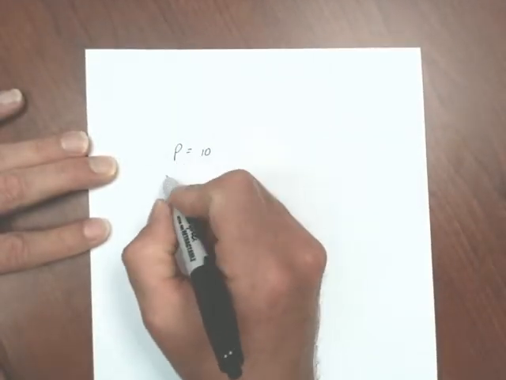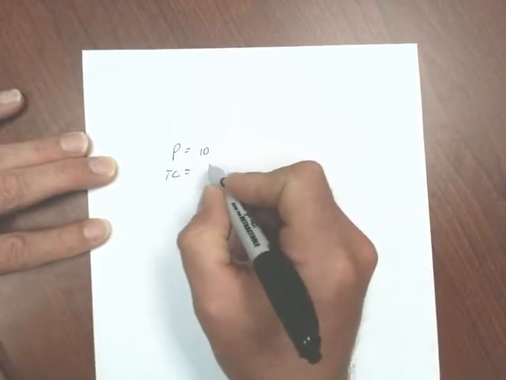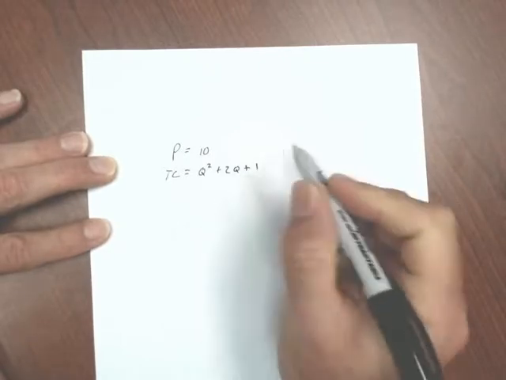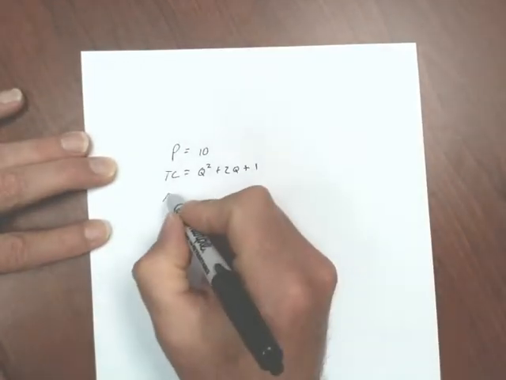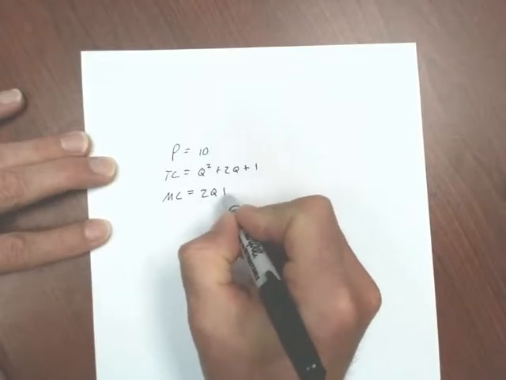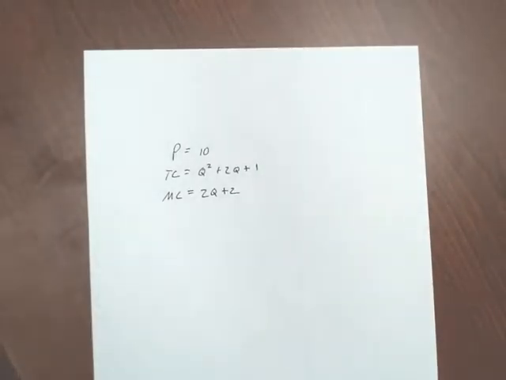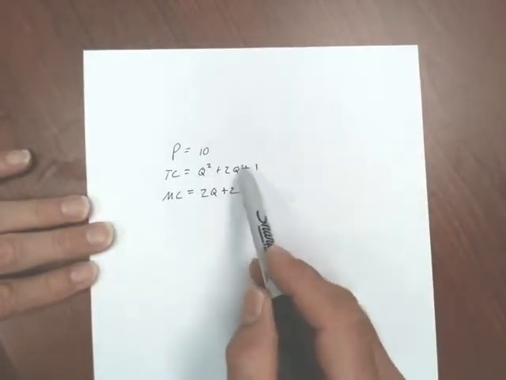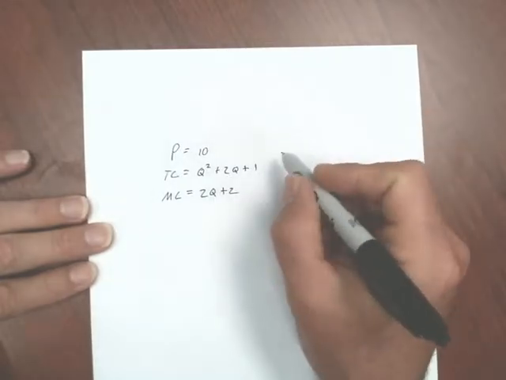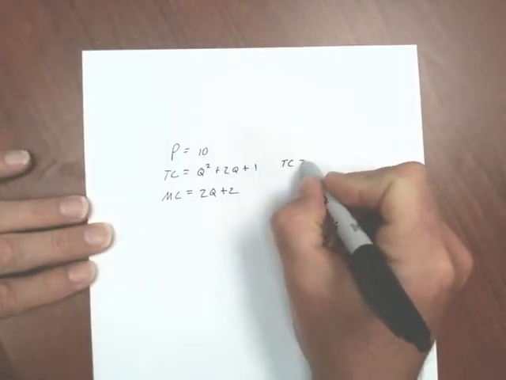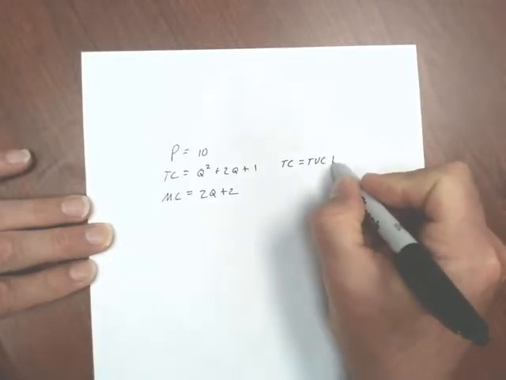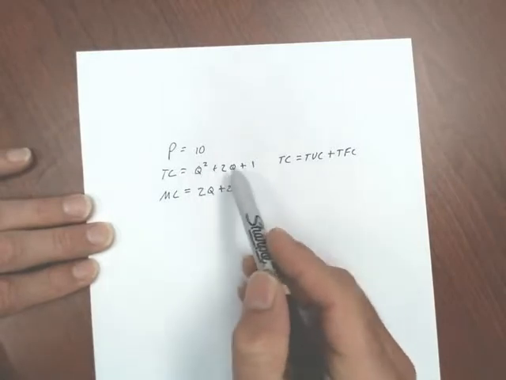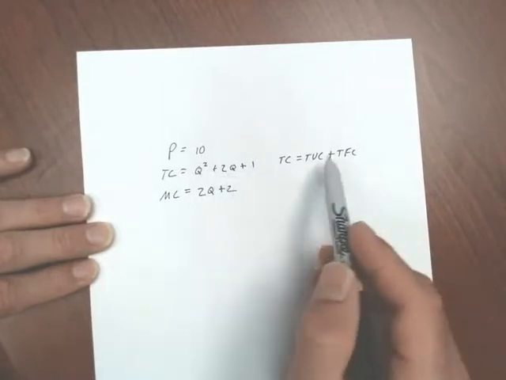Let's assume that total cost equals Q squared plus 2Q plus 1. And let's assume marginal cost equals 2Q plus 2. Now, one thing we have to recognize here is what is this total cost function? Now, if you remember back in introductory microeconomics, total cost equals total variable cost plus total fixed cost. So part of this equation is variable cost, part of it is fixed cost, okay? And we'll get to that in just a minute.